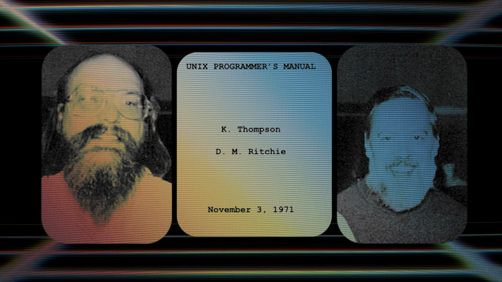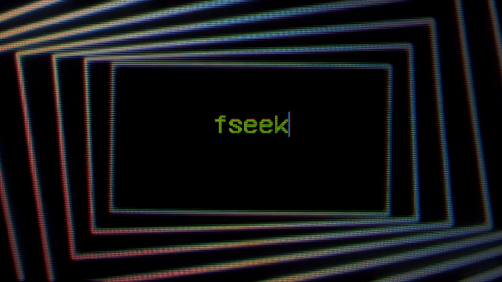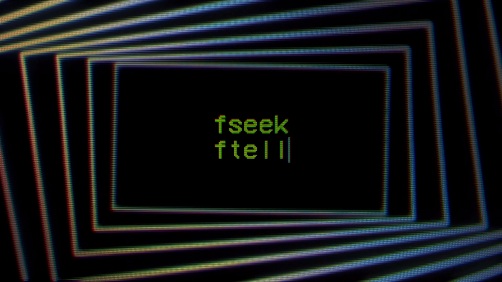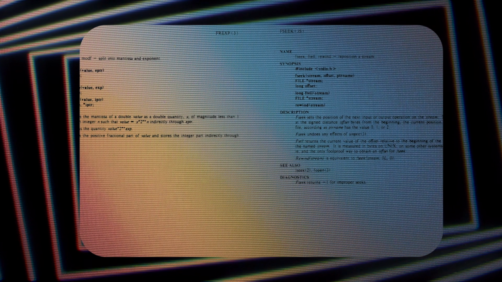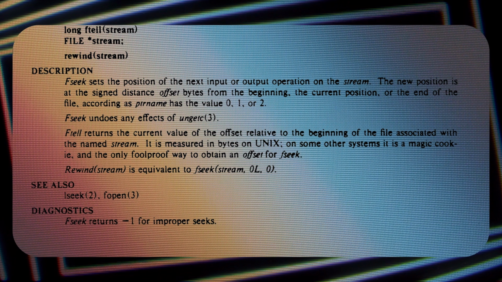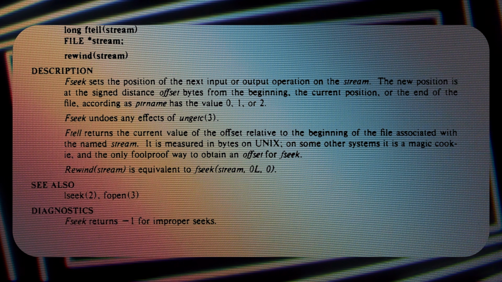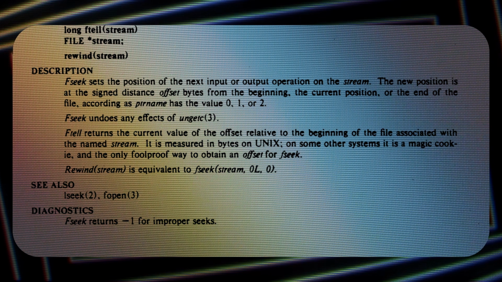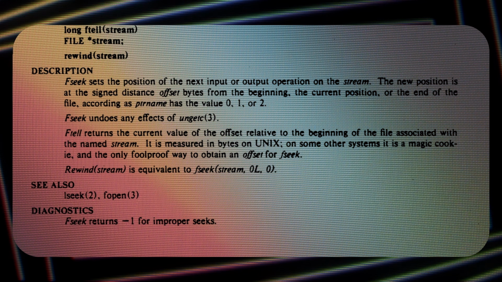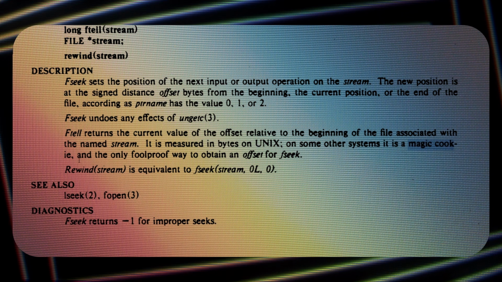The term magic cookie comes up in the section documenting the C library when describing functions called fseek and ftell. It's not too relevant today to get into the weeds on what these functions do, but basically, the two functions work together to let a program remember a particular place in a file and return to it later. And the manual basically says that in Unix, ftell will return a number measured in bytes. But if the routine is run on some other system, ftell might instead return a quote-unquote magic cookie.